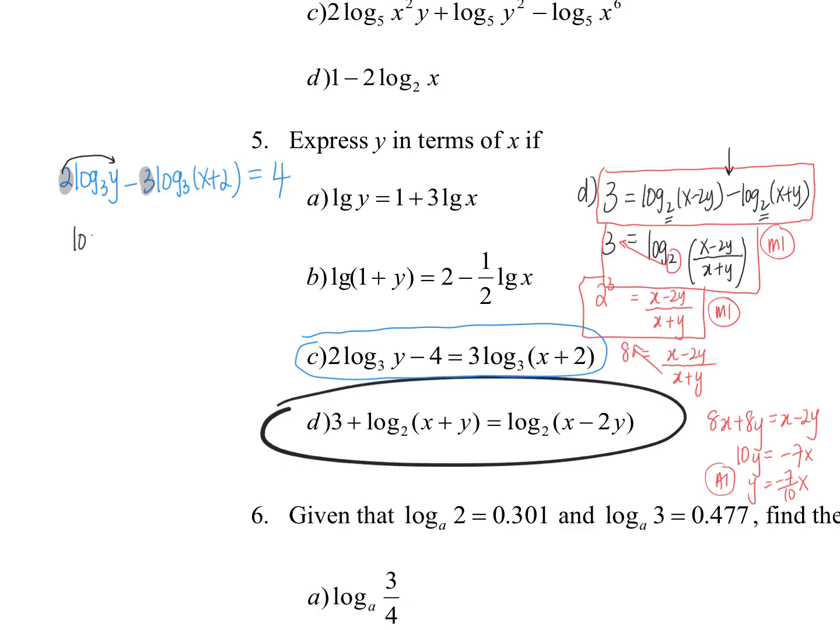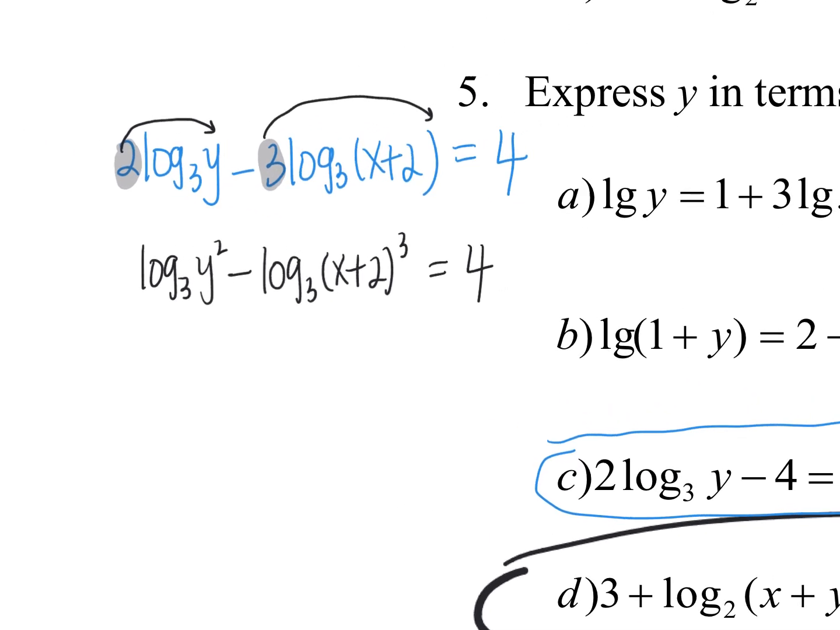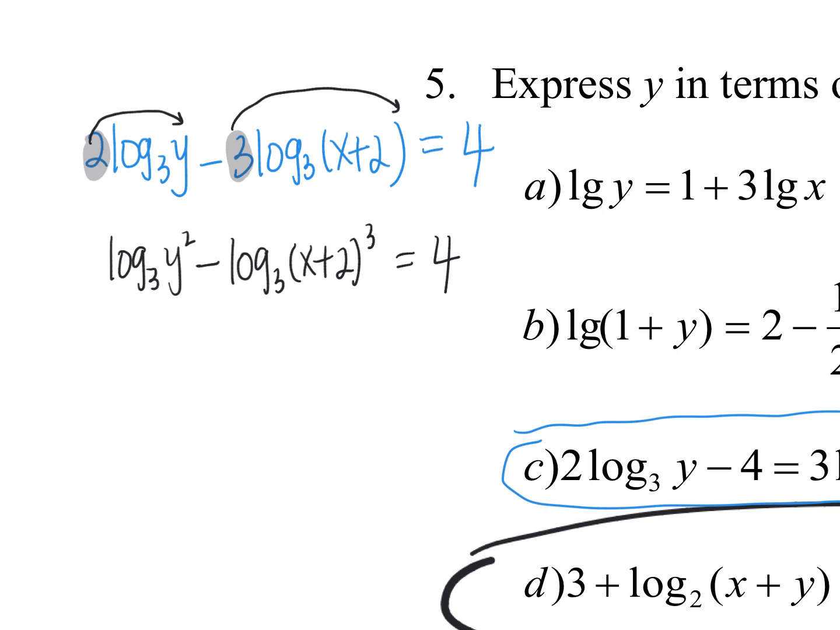So it becomes log 3y squared. This one I will bring up as a cube. So it becomes log base 3 of x plus 2 cubed. So now I'm free to combine them. Okay, so how should I combine these two? If it's a subtraction, divide the expressions. So I divide the y squared by the x plus 2 cubed.